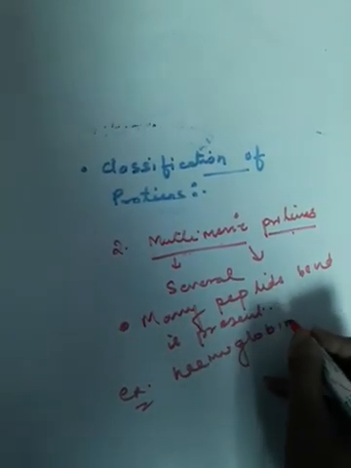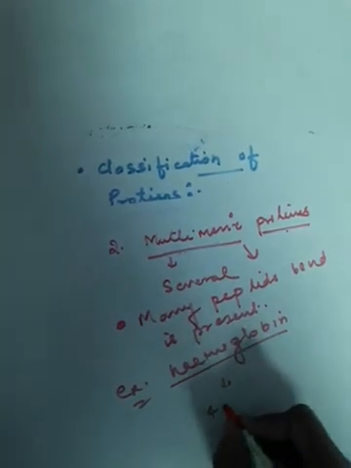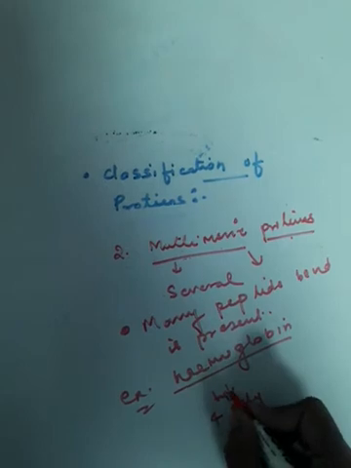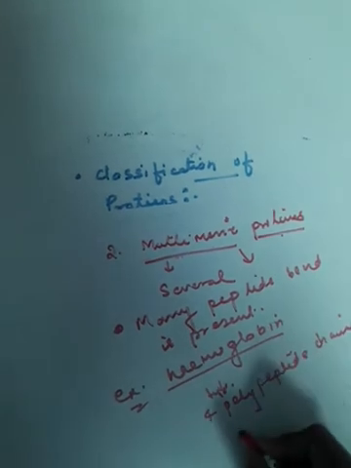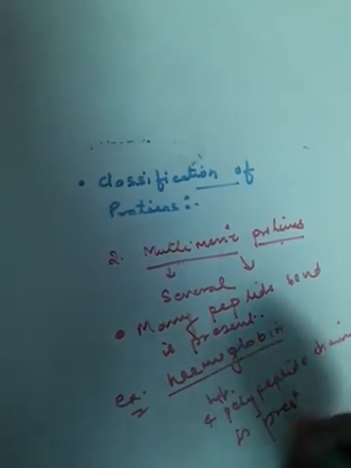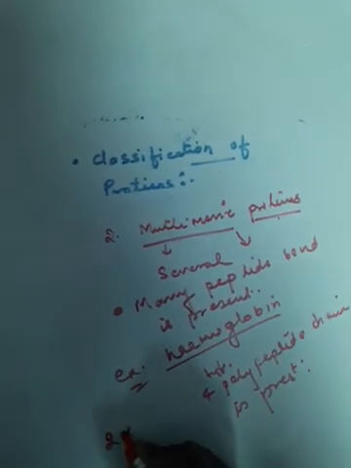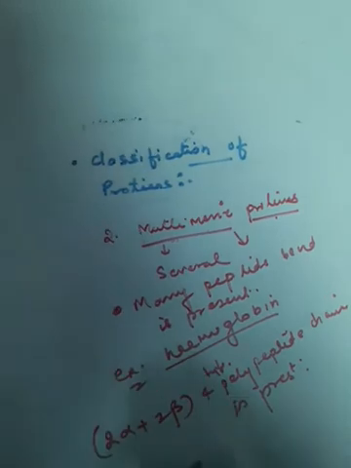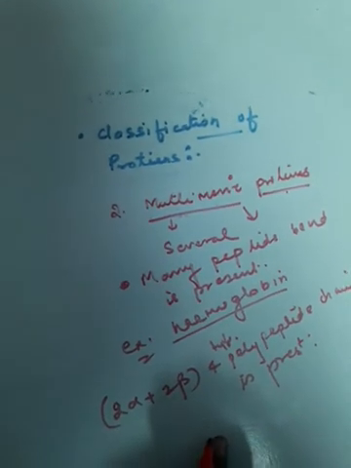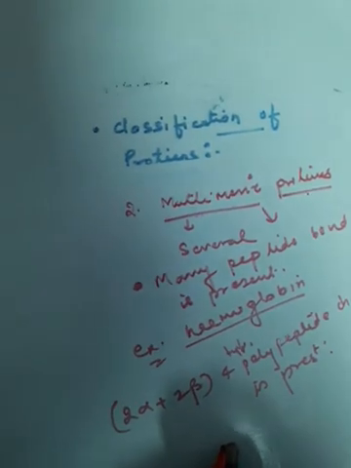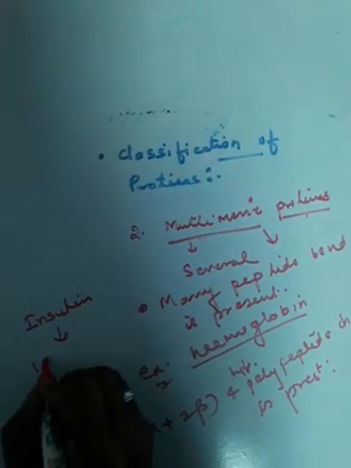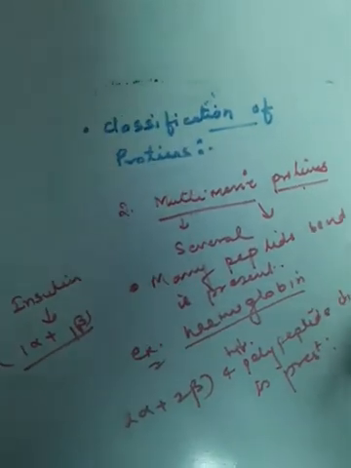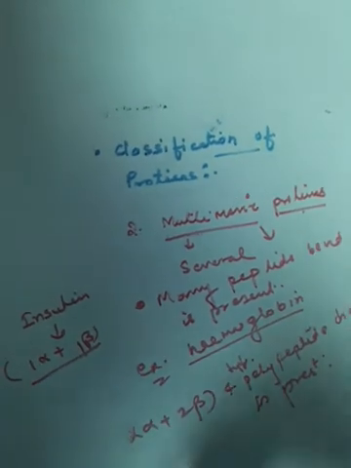And the best example is hemoglobin. If you see hemoglobin, four polypeptide chains are present: 2 alpha and 2 beta chains. The second example is insulin, which has 1 alpha and 1 beta chain. So it is the best example of a multimeric protein.